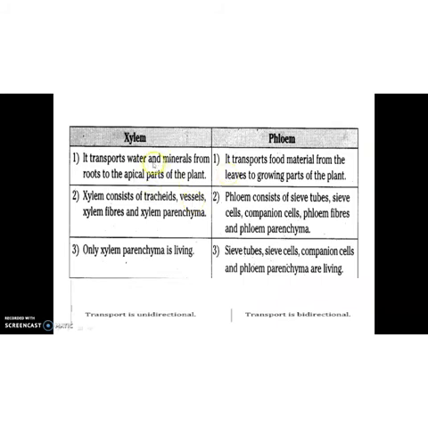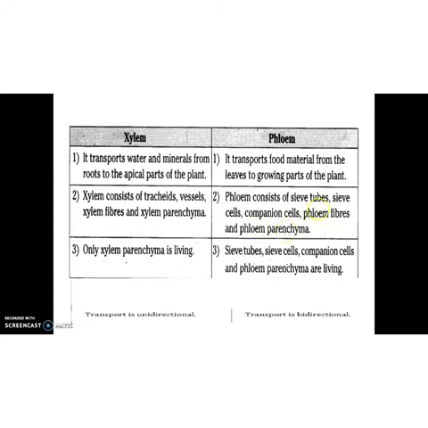What is the first difference? Xylem transports water and minerals from root to the apical part of the plant. And phloem transports food materials from leaves to the growing parts of the plant. Next, xylem consists of tracheids, vessels, xylem fiber and parenchyma. Phloem consists of sieve tube, sieve cells, companion cells, phloem fiber and phloem parenchyma.